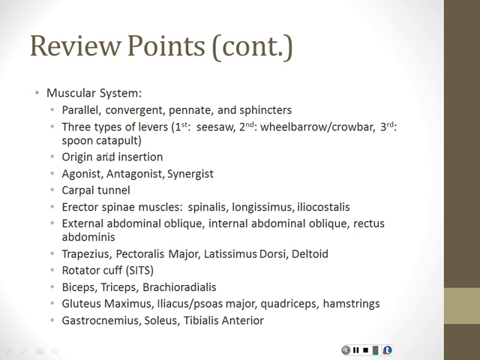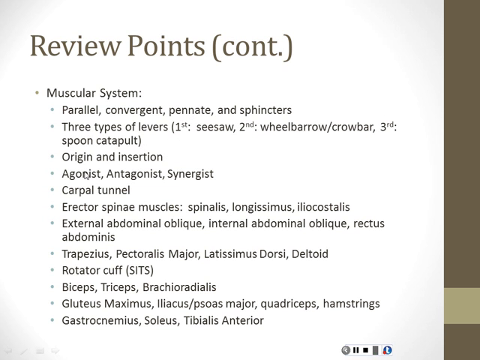We talked just a little bit about the 3 types of levers. So a first-class lever is like a seesaw. Second class is like a wheelbarrow. A crowbar is also a second-class lever. You know, when you go to lift something heavy with a long stick, same concept. And then the third-class lever is the spoon catapult, where you make a small motion at one end equal a large motion at the other.